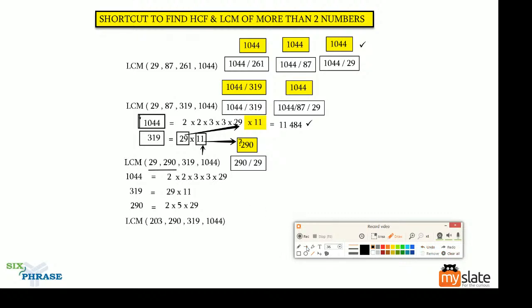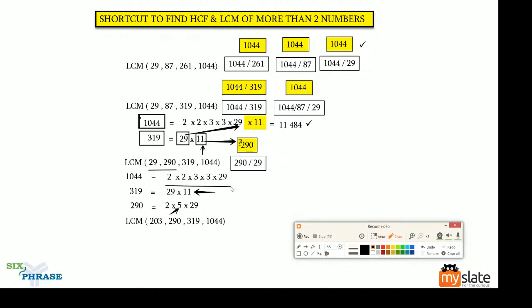Okay, the reason why 319 is not dividing 1044 is there is no 11 in 1044. What is the reason for 290 to not divide 1044? Look at this. 290 has a 5. Does 1044 have a 5? No, right? It is not.